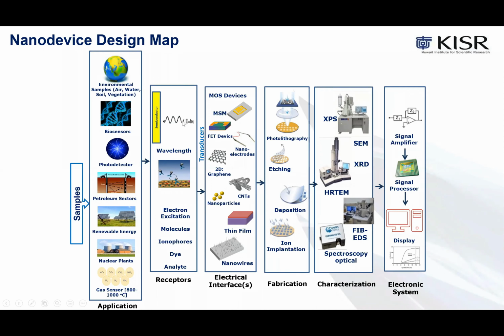Definitely, after building the device, determining the application, and having the desired receptor with the target electric interface, we will require a fabrication technique, and we will do characterization of what we fabricated. If we are successful, then we will proceed with the electronic system for the final line of production.